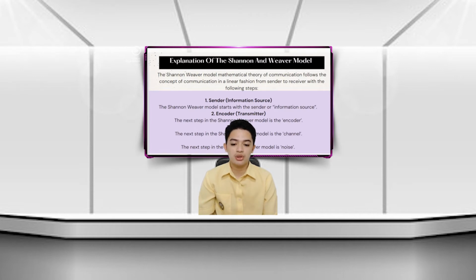Examples of external noise may include the crackling of a poorly tuned radio, a lost letter in the post, an interruption in a television broadcast, or a failed internet connection. Examples of internal noise may include someone having a headache so they can't concentrate, or someone speaking with a heavy accent, or when the sender mumbles when speaking.